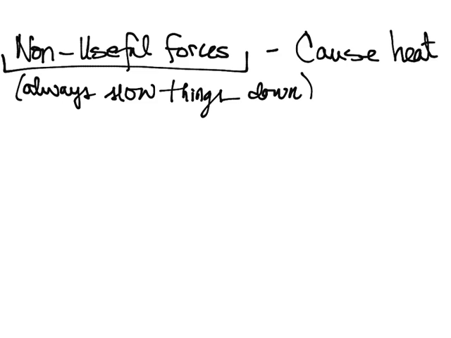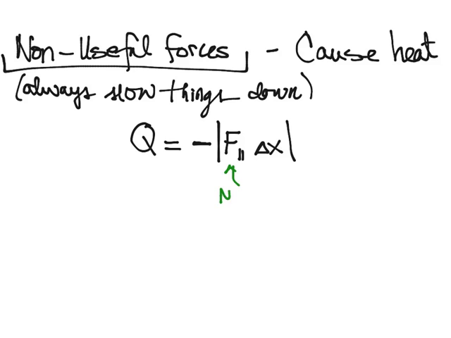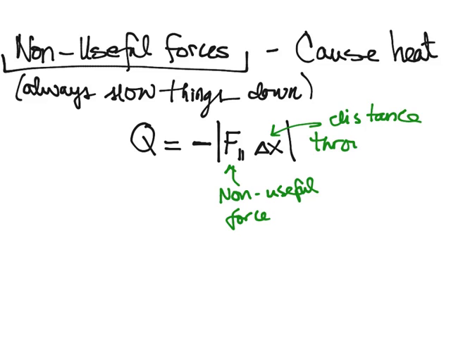And the equation for heat, so heat is going to be represented by Q, and heat is going to be, because we're always losing energy from heat, negative absolute value of F parallel delta X. Okay, so again, this F parallel is the non-useful force, and delta X is the distance through which the force is applied.